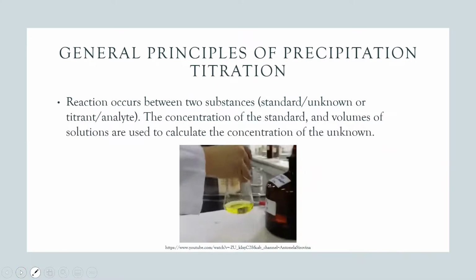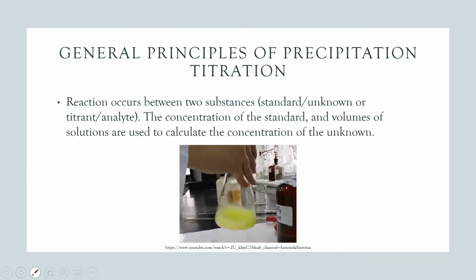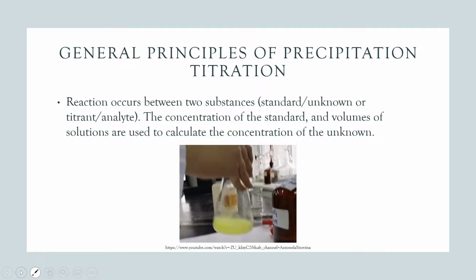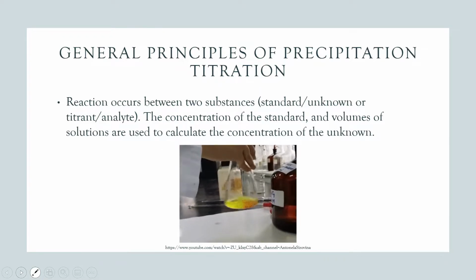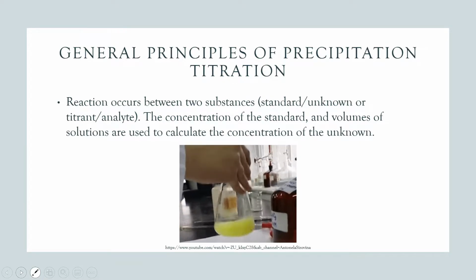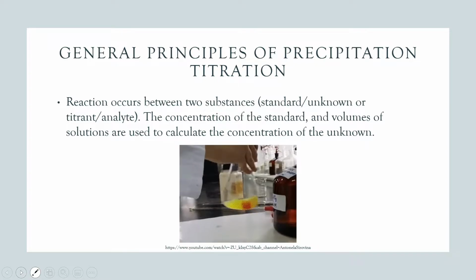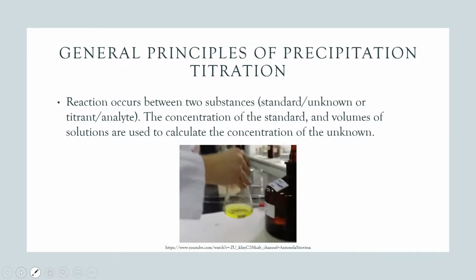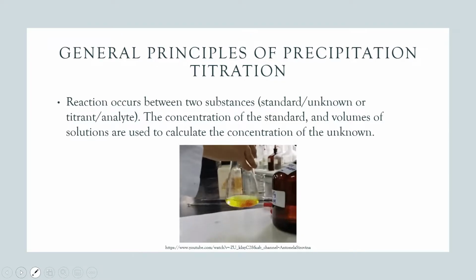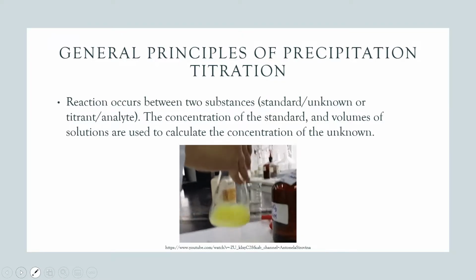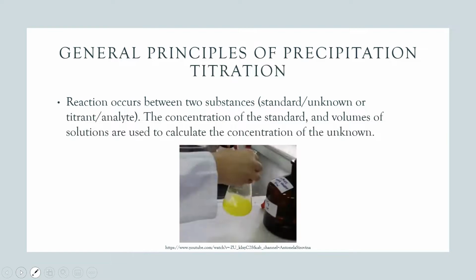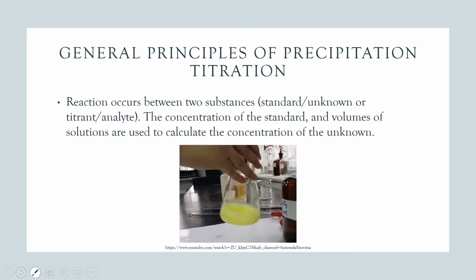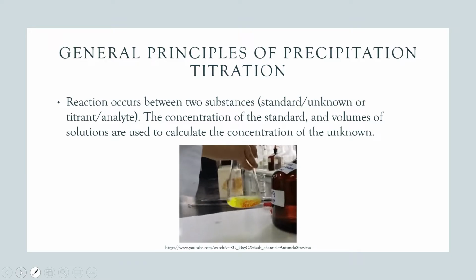Let's get into it. So when we're doing precipitation titration, there's still going to be a reaction between two different substances. There's going to be a standard solution that we know the concentration of, and an unknown that we don't know the concentration of. Alternately, we can be calling those substances the titrant and the analyte respectively. And just like an acid-base titration, we use the volumes used to get to our endpoint or our equivalence point, as well as the concentration of the standard, to be able to calculate the concentration of the analyte, the unknown.